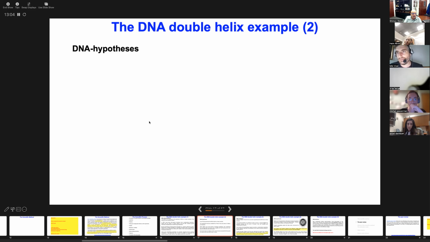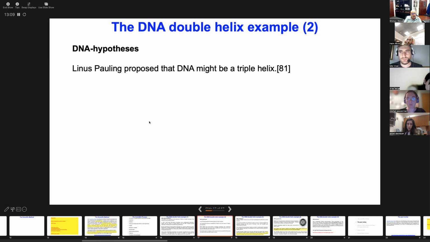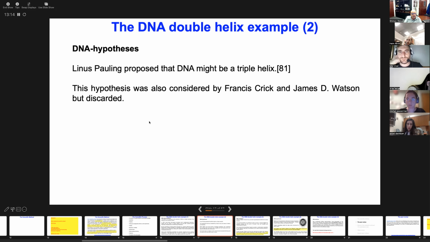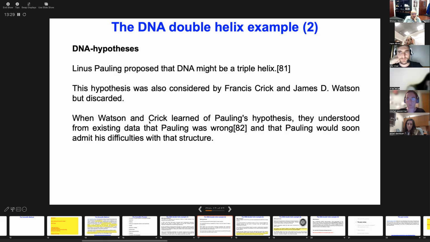So here comes the hypothesis. The first hypothesis was wrong. Pauling, who was at Caltech in California, proposed that DNA might be a triple helix. This hypothesis was also considered by Francis Crick and Jim Watson, but they basically discarded this. They said that this doesn't make sense. There are some contradictions. So when Watson and Crick learned of Pauling's hypothesis, they understood from existing data that Pauling was wrong, and that Pauling would soon admit his difficulties with that structure.